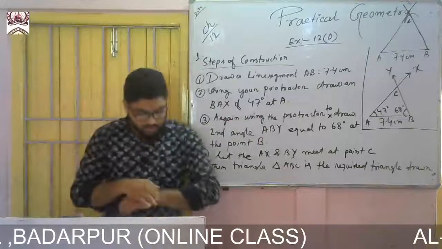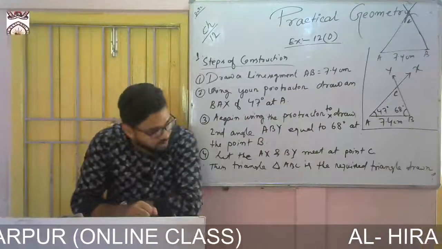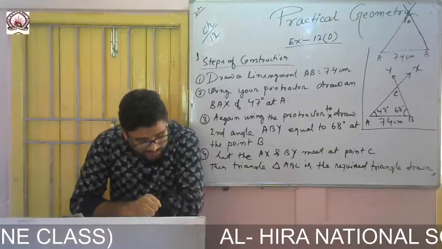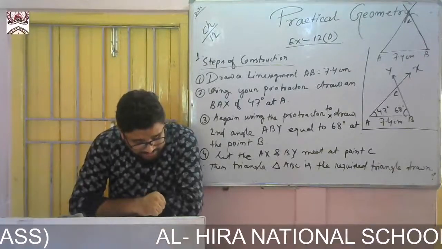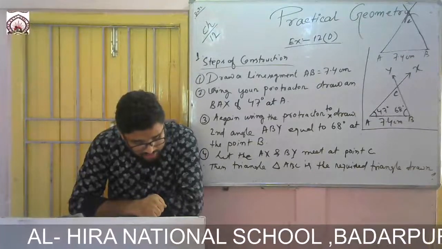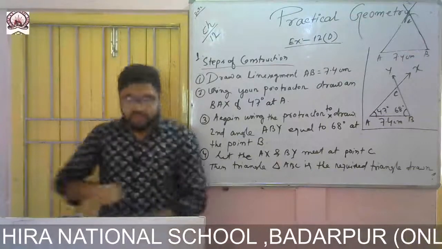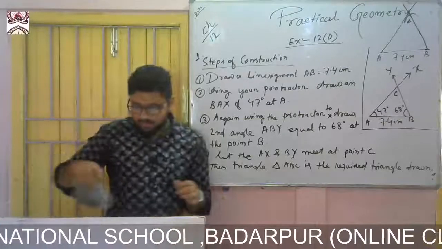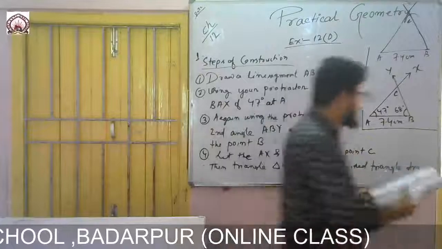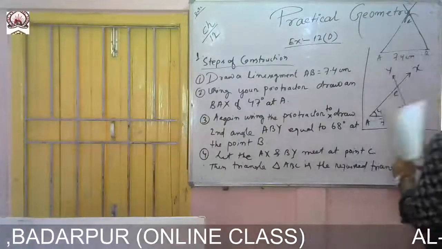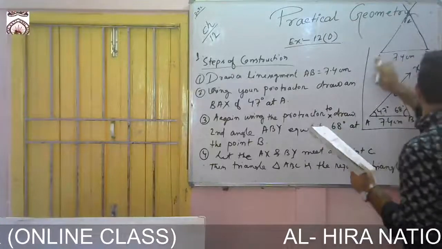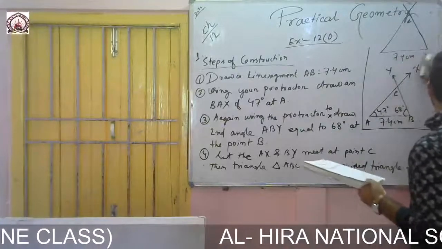Okay, so now come to question number 2. In triangle PQR, in which PQ equals 6 centimeter, angle Q equals 50 degree and angle P equals 60 degree. So it is the same. You see the figure, it will be like this again.